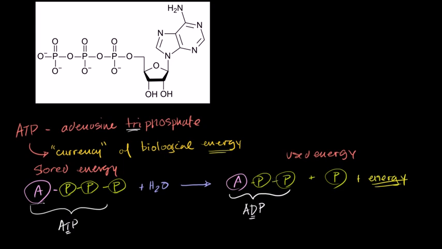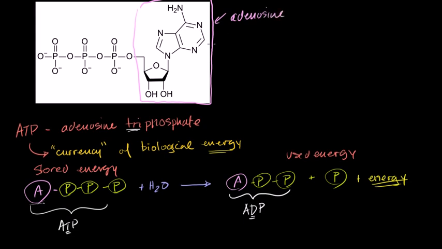But this is its actual structure. But even here we can break it down and see that it's really not too bad. We said adenosine. Let me draw the adenosine group. We have adenosine. This right here is adenosine. This part of the molecule right there, that is adenosine.